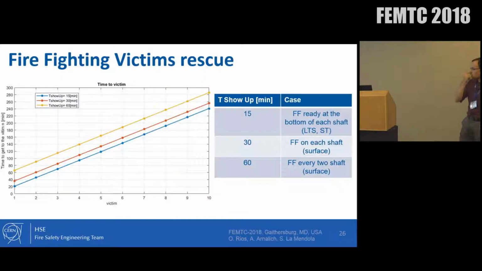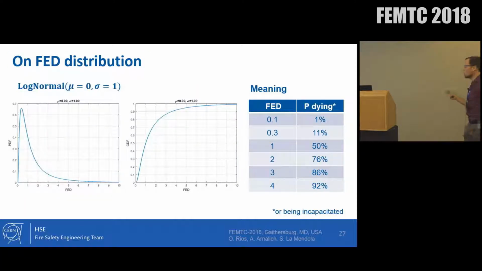So having those hypotheses, we can look at different fire brigade strategies: having firefighters already down in the shaft, having firefighters ready in the surface area on the shaft, or having firefighters ready every 2 shafts. And that will give different what we call show-up times. And this show-up time will depend on the distribution of those firefighters. So with all this data, we can go and compute the FET of these victims that are being rescued. And the only thing we need to know here is to understand what FET comes from.